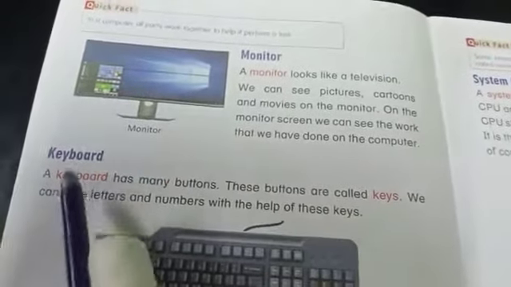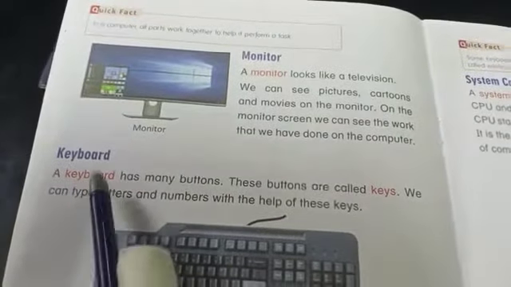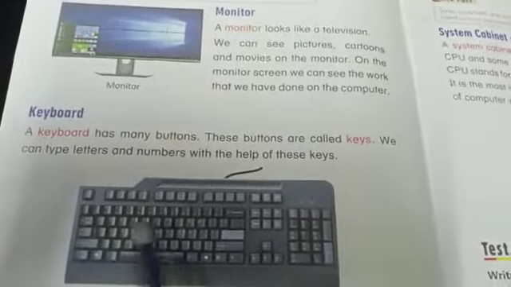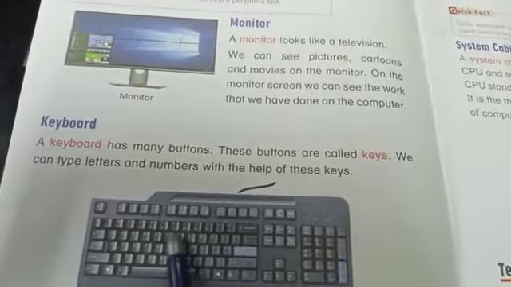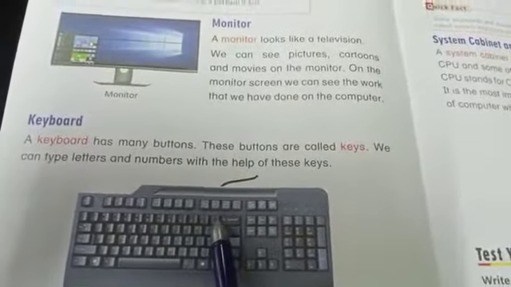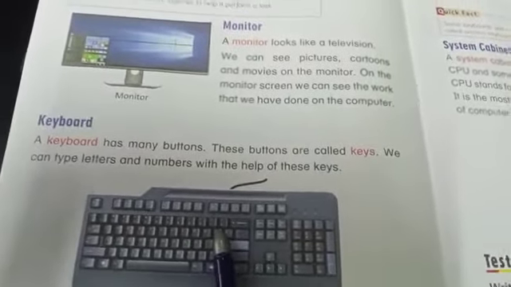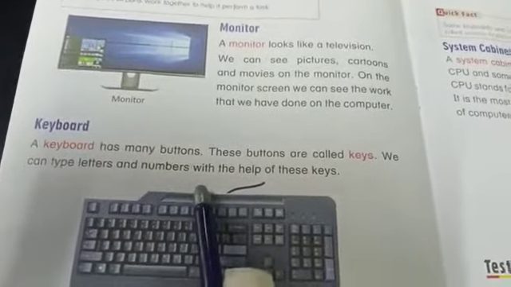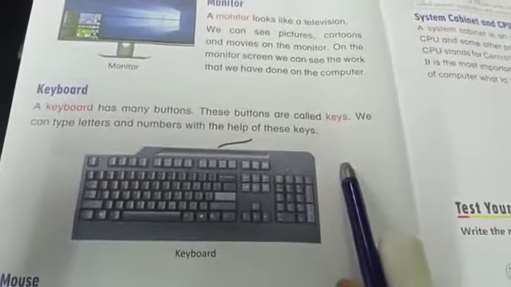Next one is keyboard. A keyboard has many buttons. See, these are the buttons. These buttons are called keys. We can type letters and numbers with the help of these keys.